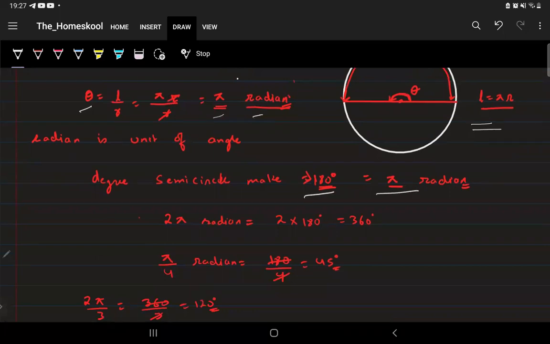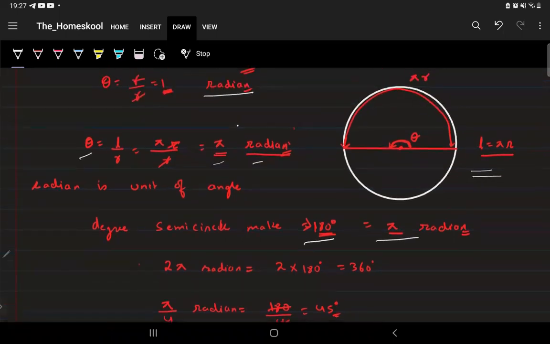I'll just tell this again. For a semicircle, the length of the arc is pi into r. Yes or no? And the angle in radian is given by the length of the arc by the radius. So pi r by r, and r will get cancelled. I will be left with pi only. Got it?